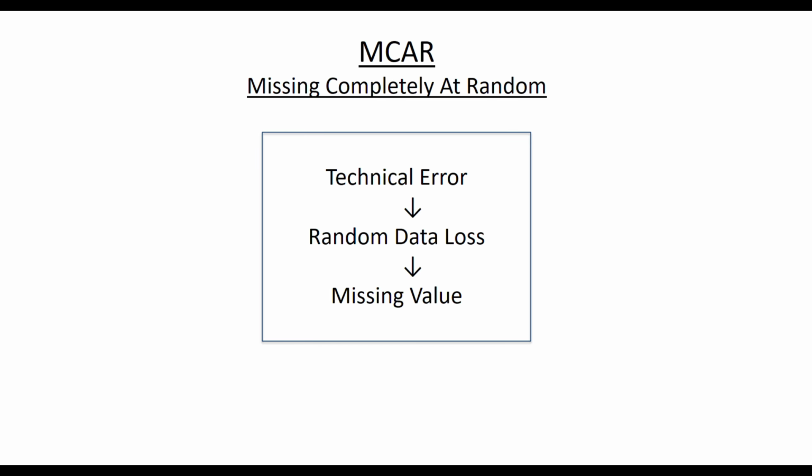For example, imagine that we have a survey database, and because of a random technical error, some salary values are accidentally deleted. The values are not missing because of person age, salary, gender or any other characteristics. They are simply missing randomly. This is called missing completely at random or MCAR. In mathematical terms, we can think of the probability of missingness as being independent of the data. MCAR is generally the easiest type of missing data to handle.